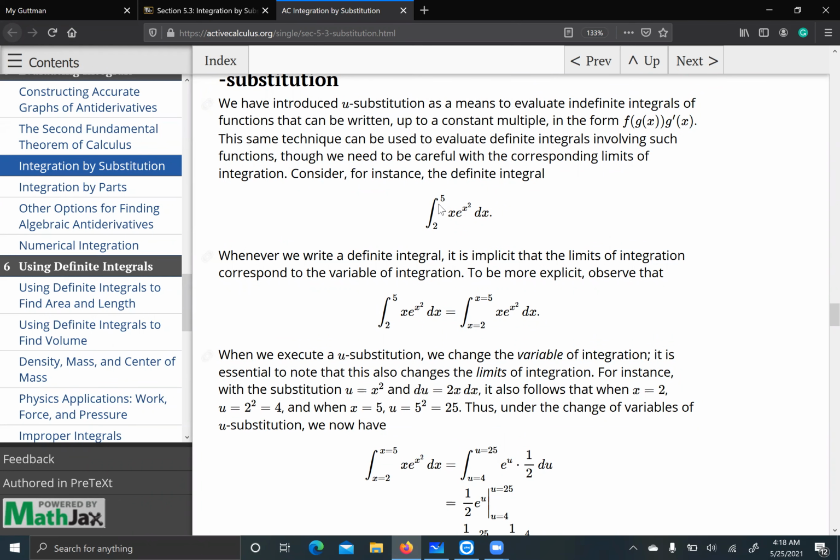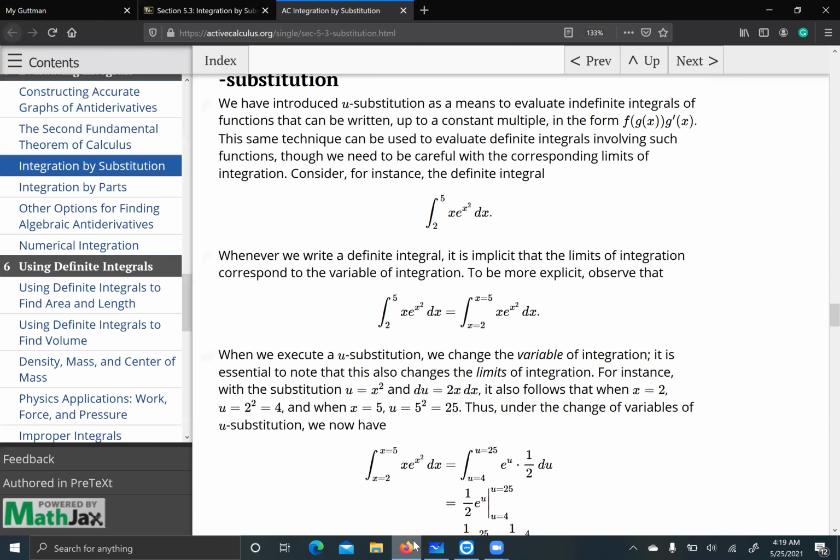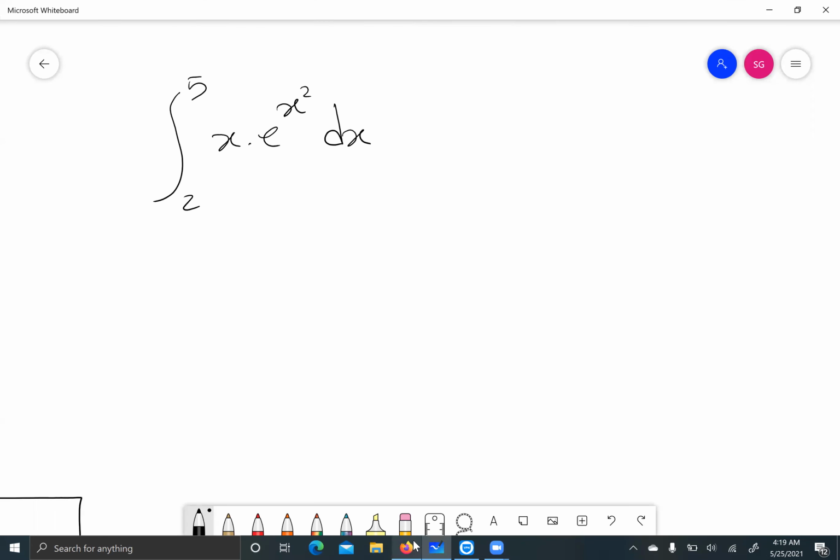So the question is, evaluate this definite integral. The integral is x times e to the x squared dx from 2 to 5. Okay, so x times e to the x squared from 2 to 5. That's the question. Okay, so here we need to use u substitution.